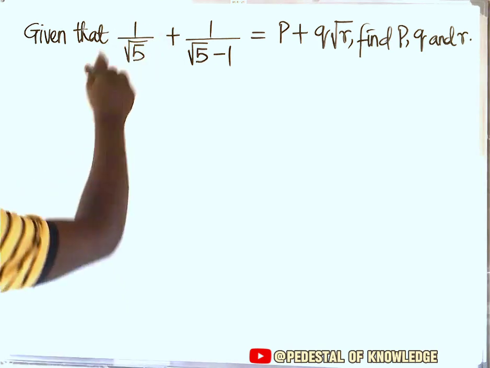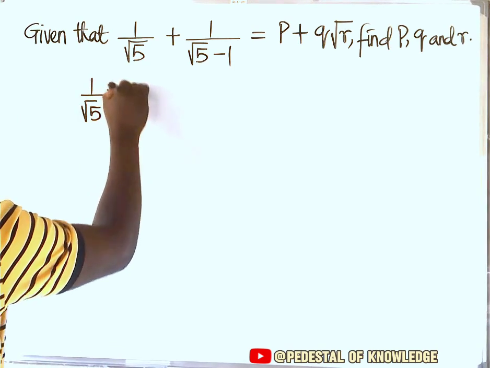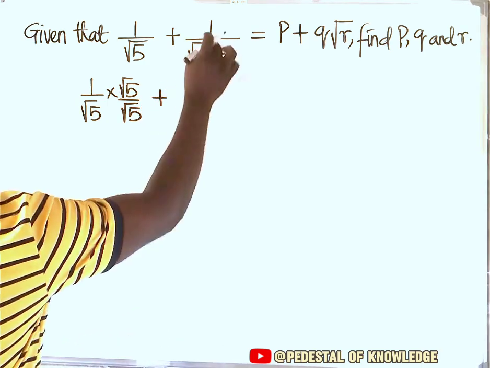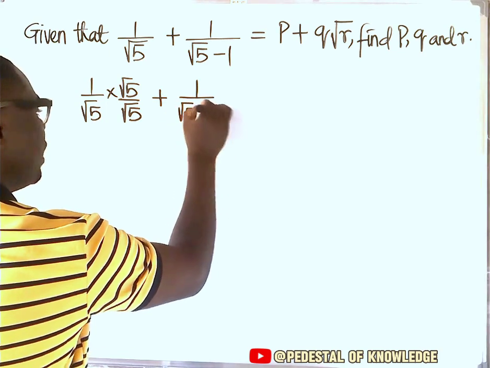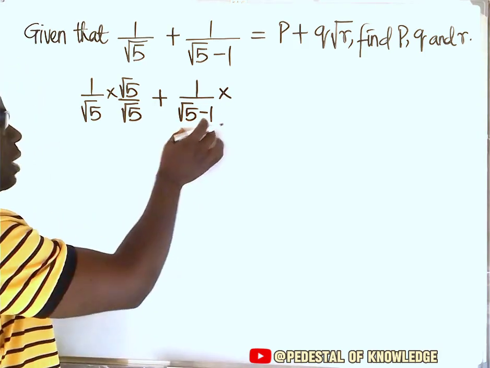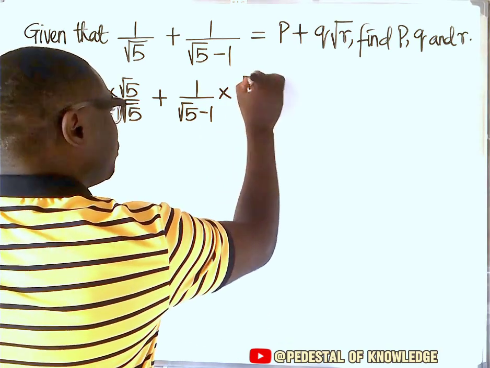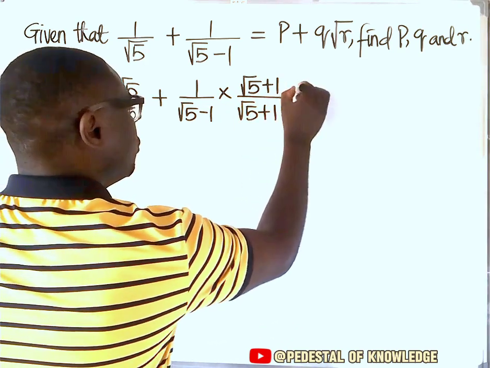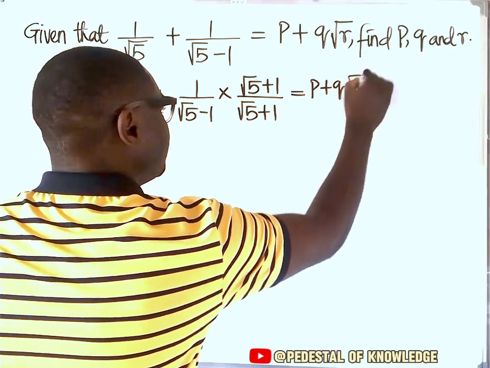So now, when we rationalize this, we are going to have 1 over root 5 times root 5 over root 5. Then plus, when we rationalize this, we are going to have 1 over root 5 minus 1. Then we are going to multiply it by the conjugate of the divisor. And the conjugate of root 5 minus 1 is root 5 plus 1. So we are going to have root 5 plus 1 divided by root 5 plus 1. Then we now compare it with P plus Q root R.